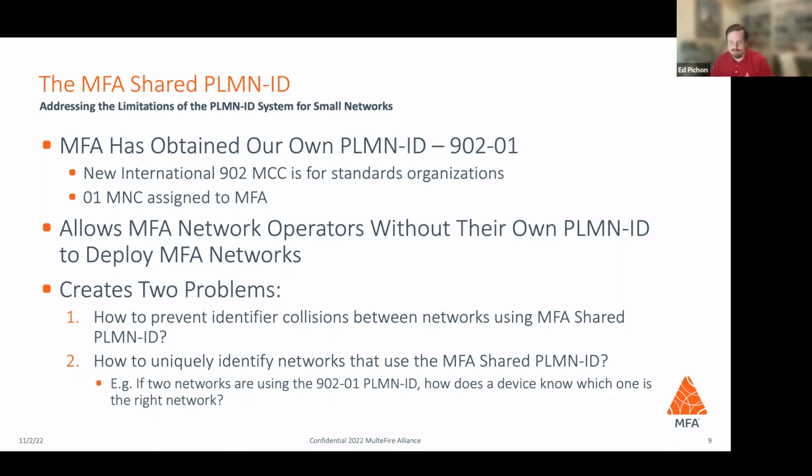This does create two problems, though. One is that the identifiers that are supposed to be globally unique, if we're not careful, if multiple organizations are using the 90201 PLMN ID, they might accidentally assign the same identifier to, say, the GUAMI. And if that happens, you have what's called a network collision, which is bad. The other issue that comes up is how can a UE tell which network is the one it's supposed to connect to if you have multiple networks in an area broadcasting this 902.01 PLMN ID. It means we need some way to distinguish networks that use the same PLMN ID from each other so devices know what to connect to.